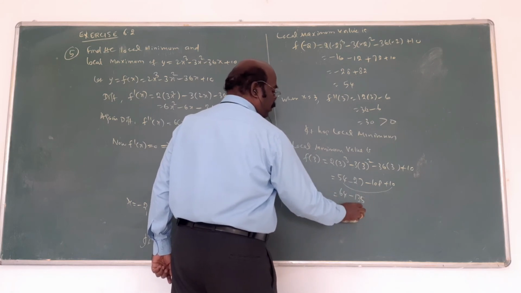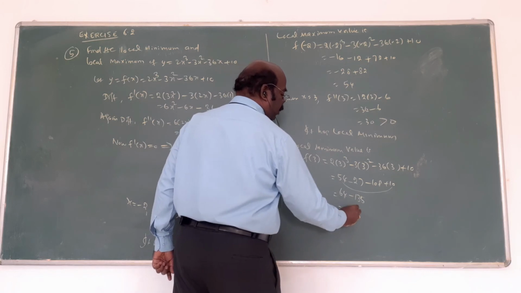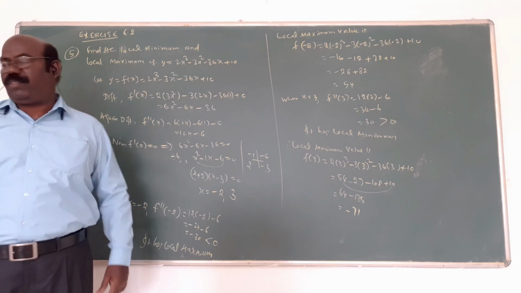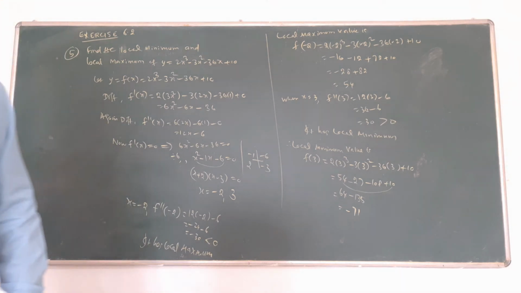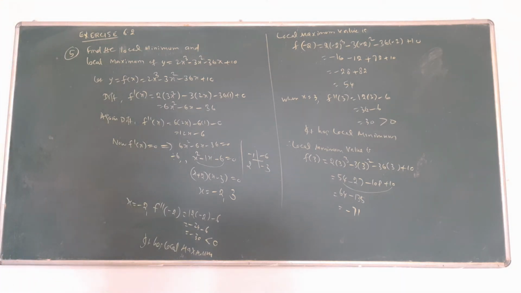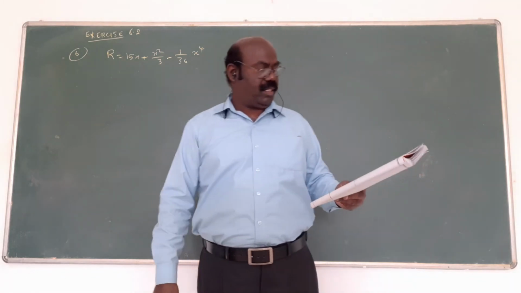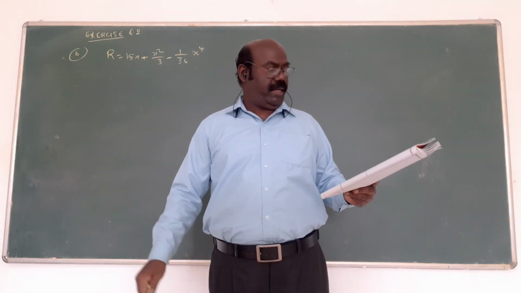Subtract 17. Therefore, the absolute local maximum is 54 and minimum is minus 71. Now last question. In this exercise, last question.